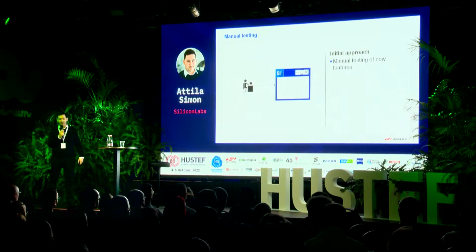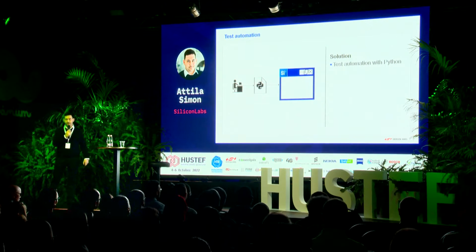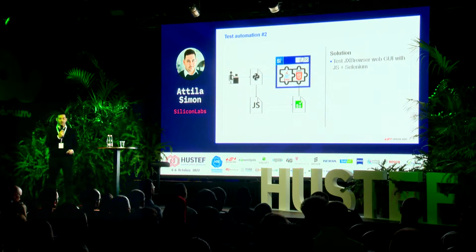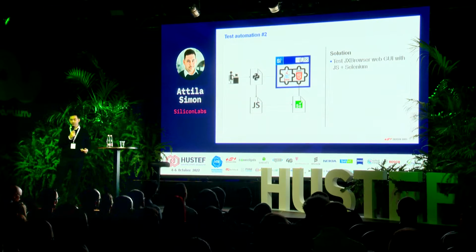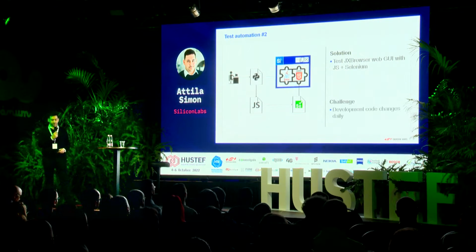First, the initial approach was manual testing. Of course, that's okay for new features, but after some time, regression testing is just unmanageable. So we needed to introduce test automation, and we chose a Python-based solution for that. But as the product became more and more complex, we needed to make our tests more and more complex by using JavaScript and Selenium as well.